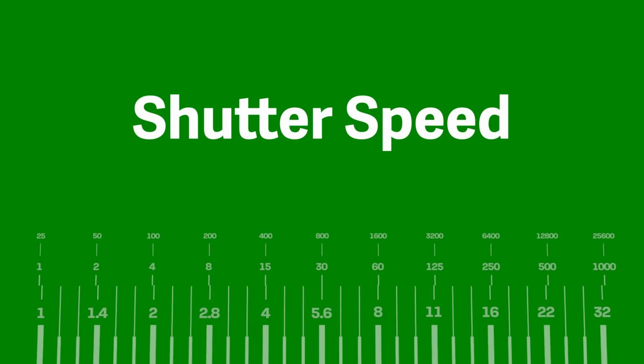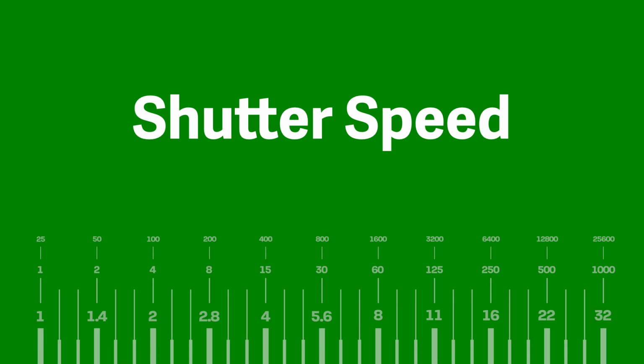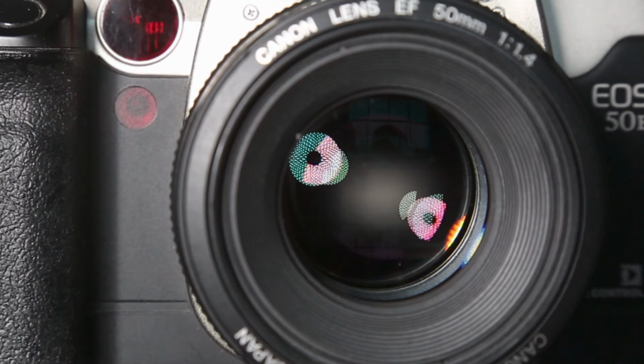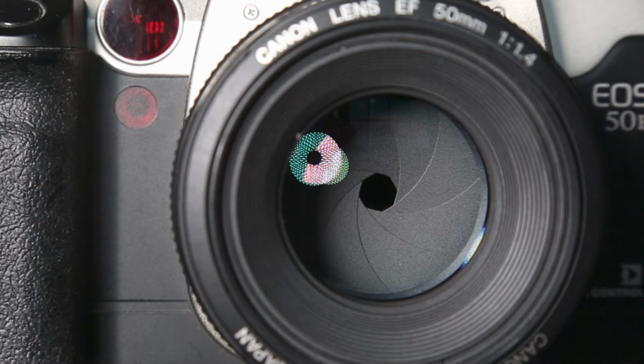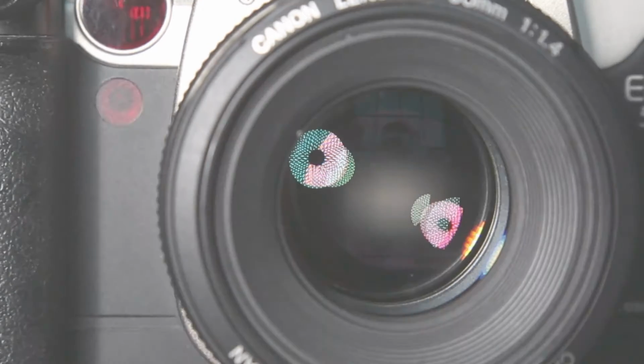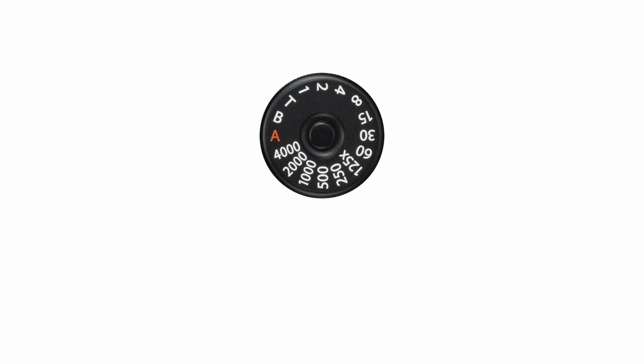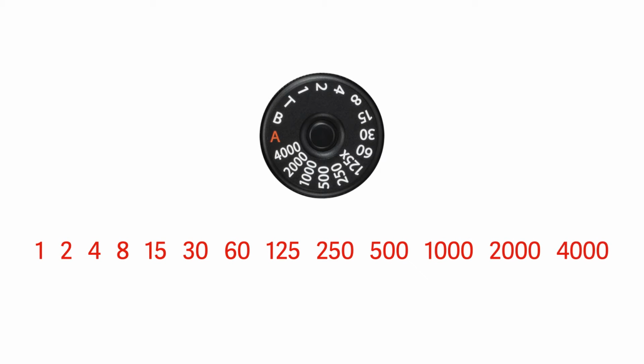The shutter speed dial controls the amount of time the camera's shutter remains open during the exposure. The faster the shutter speed, the less light gets into the camera. On cameras with shutter speed dials like this one, shutter speeds are written as whole numbers 1, 2, 4, 8, 15, etc. However, these actually represent fractions of a second, so the shutter speed scale looks like this.